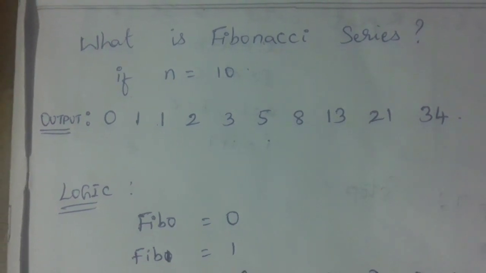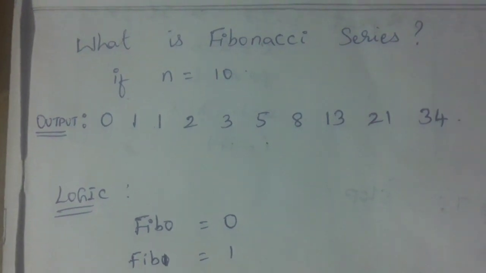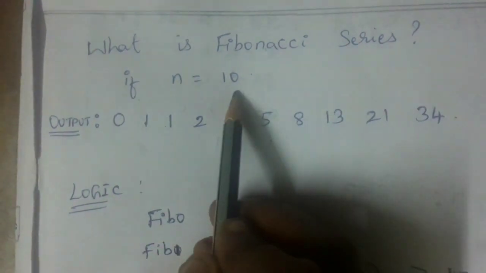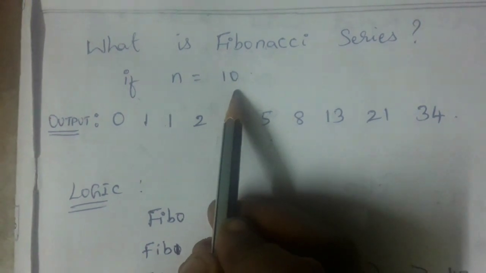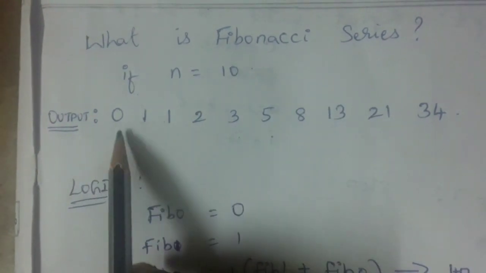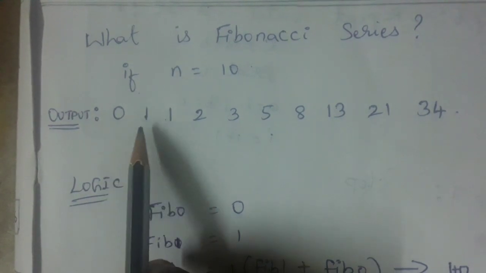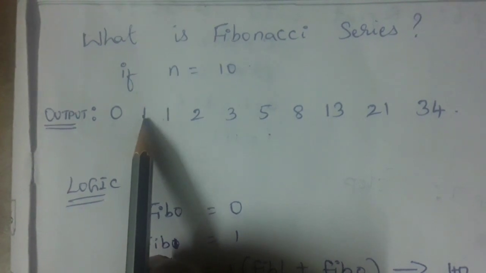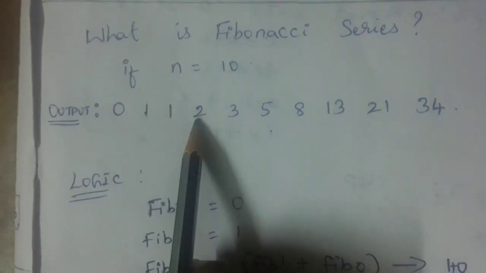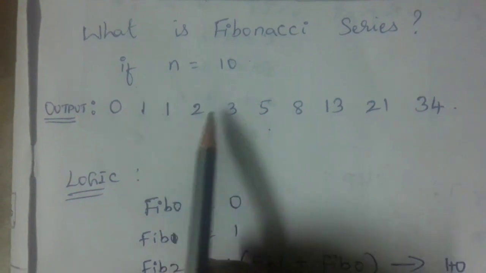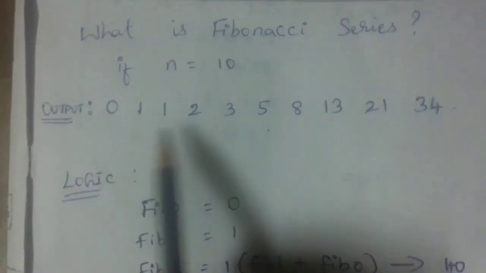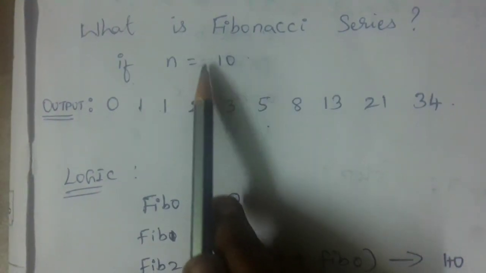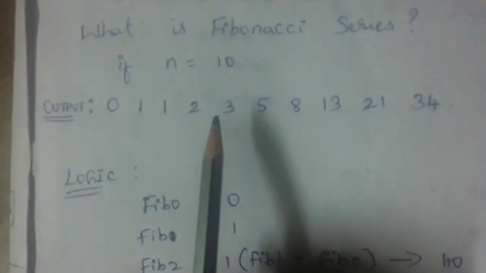Now we will see the example of Fibonacci series. When a value is given as n equal to 10, what will be the output in the case of Fibonacci series? First number will be 0, then 1, then these two numbers will keep on adding. So 1 plus 0 is 1, 1 plus 1 is 2, 2 plus 1 is 3, 3 plus 2 is 5, 5 plus 3 is 8. So this is called the Fibonacci series. Whatever n value you give, till that you will get the series.